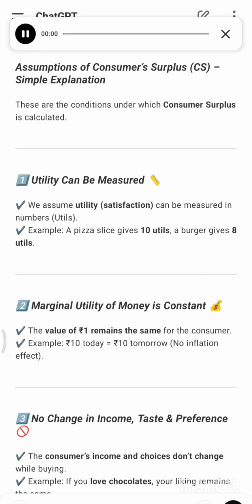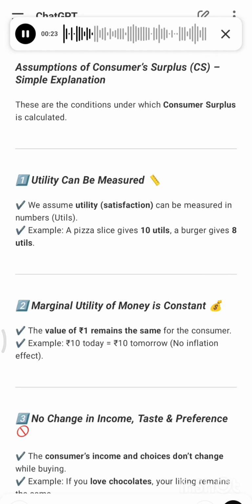Assumptions of consumer surplus (CS), simple explanation. These are the conditions under which consumer surplus is calculated. 1. Utility can be measured. We assume utility, satisfaction, can be measured in numbers, utils. Example: a pizza slice gives 10 utils. A burger gives 8 utils.